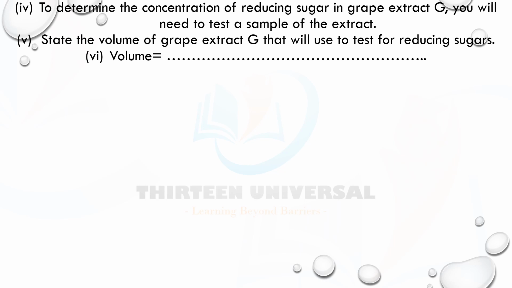We'll continue. To determine the concentration of reducing sugar in grape extract G, you will need to test a sample of the extract. State the volume of grape extract that we use to test for reducing sugar. Now, remember that in the other concentrations, we use 2 cm cube. So you're also going to use 2 cm cube here. So that has to be standardized. If you change it, it's going to affect the result. So this is a key variable. Volume of the solution should be the same in all scientific experiments to control key variables. Right, so 2 cm cube.